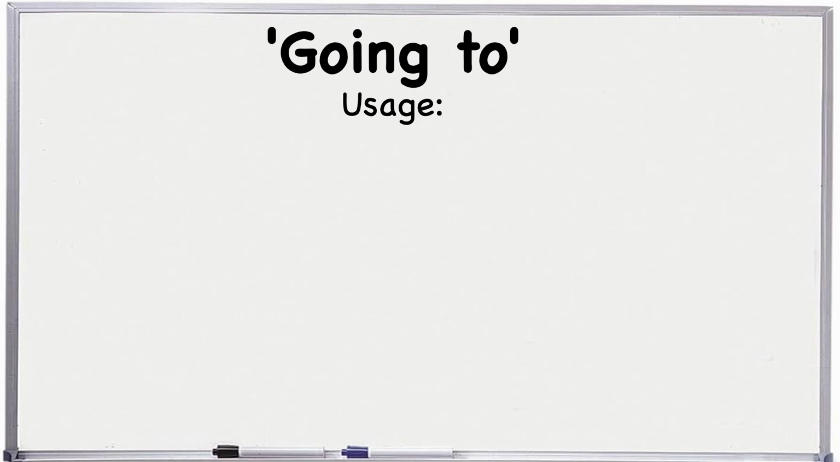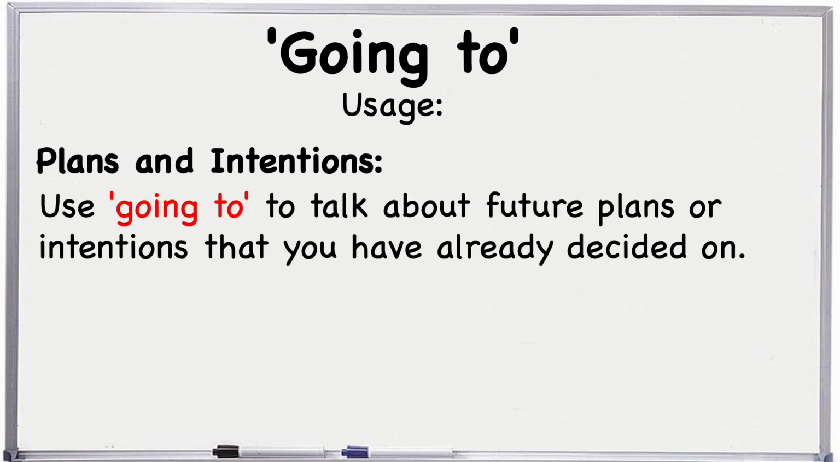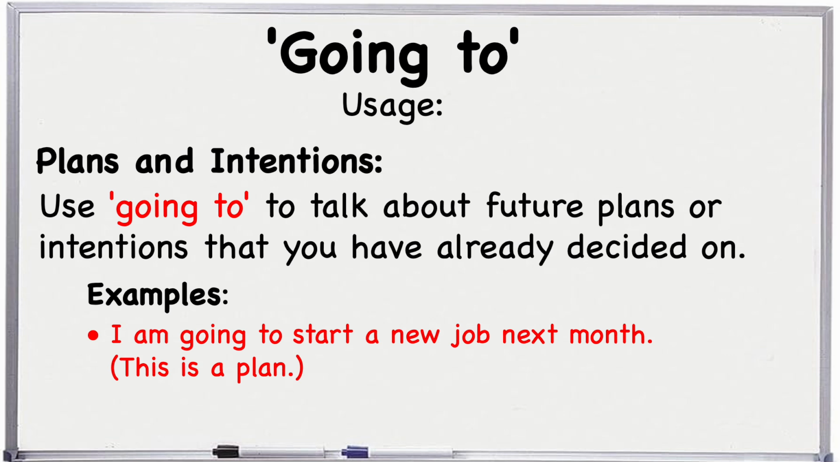The first usage we have for going to is for plans and intentions. We use going to talk about future plans or intentions that you have already decided on. So for example, I am going to start a new job next month. This is a plan.